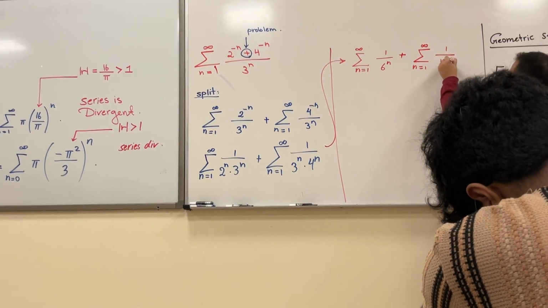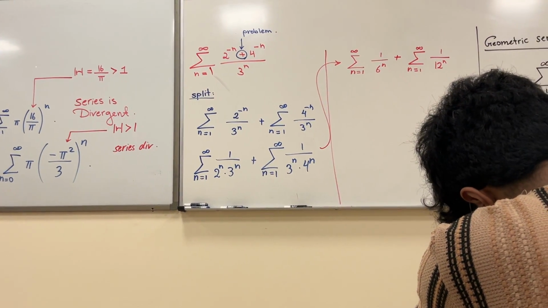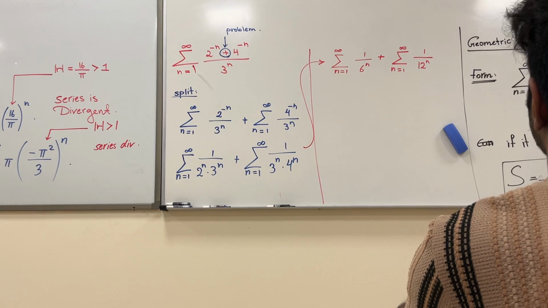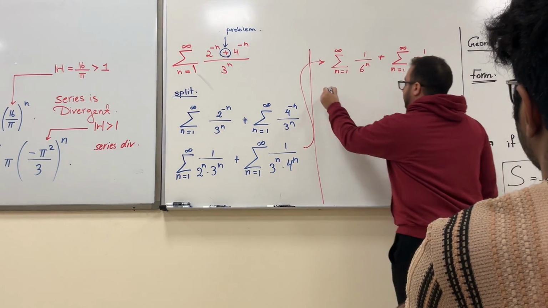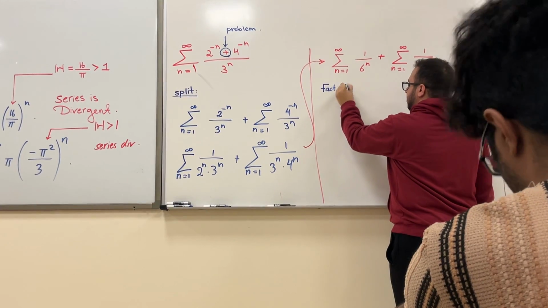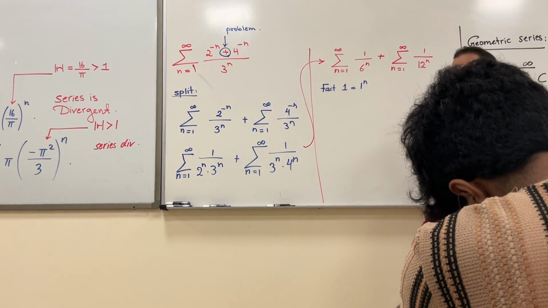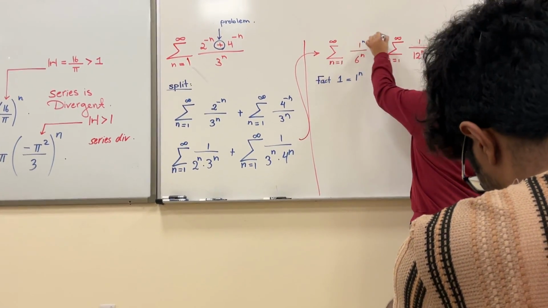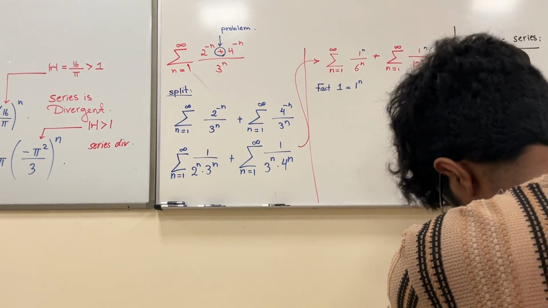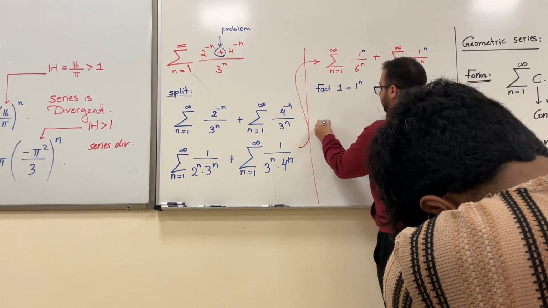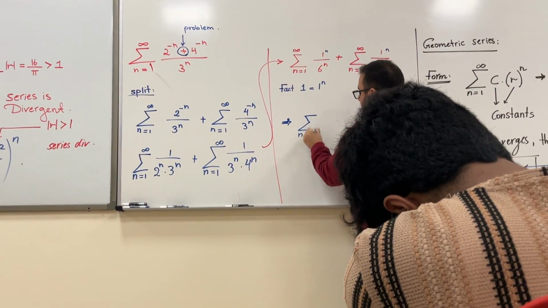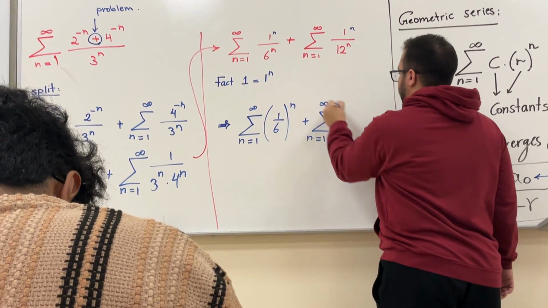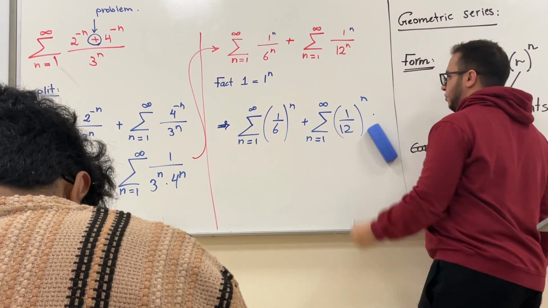Is this written as something power n now? No. We have a problem. What do we do? We can use a simple fact, that 1 is the same as 1 power n. Right? Isn't that a true statement? Yes. So can I say this is power n? And this is power n? Yes. Can I now take n as a common power from everything? Yes. 1 over 6, all power n, plus 1 over 12, all power n. What do I do now?